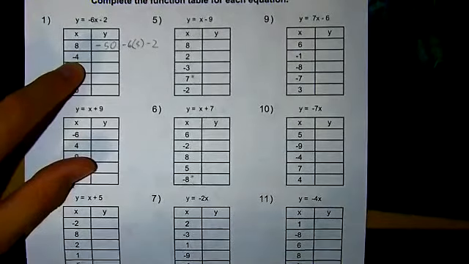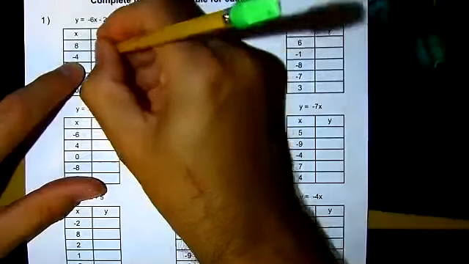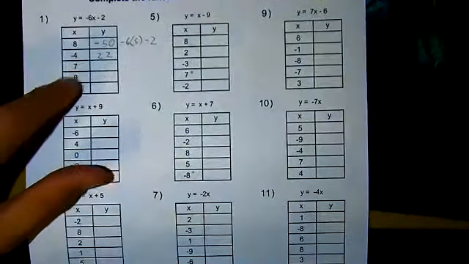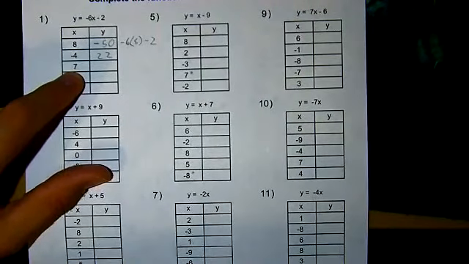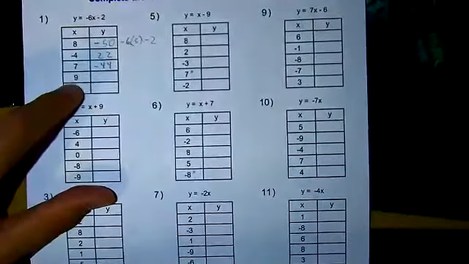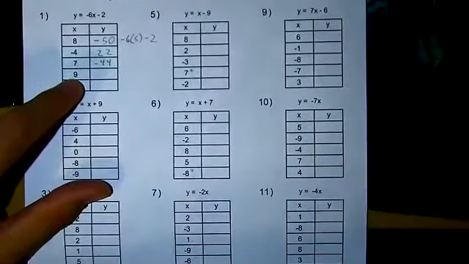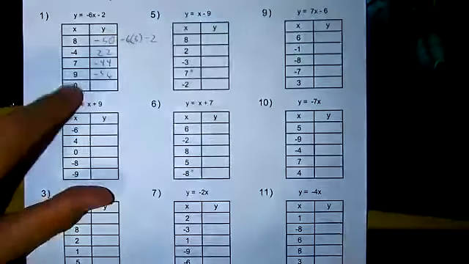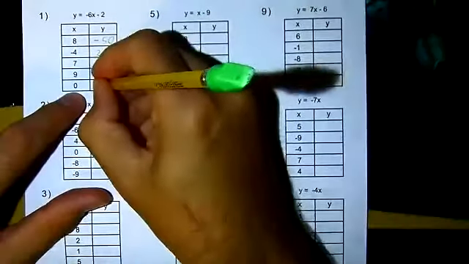So that would give you positive 24 minus 2 would be 22, I think. That's going to give you negative 42 minus 2, which is negative 44. Negative 54 minus 2 is negative 56. And then negative 2.